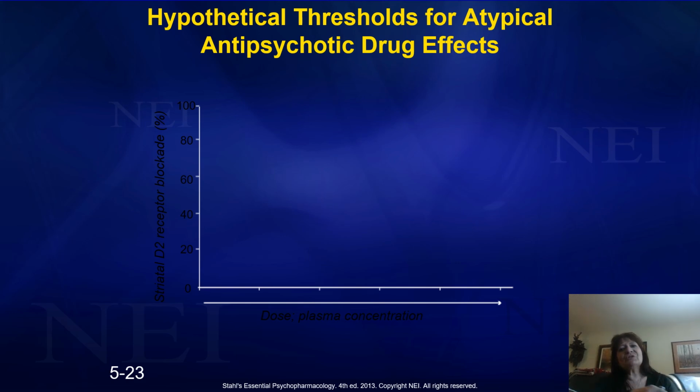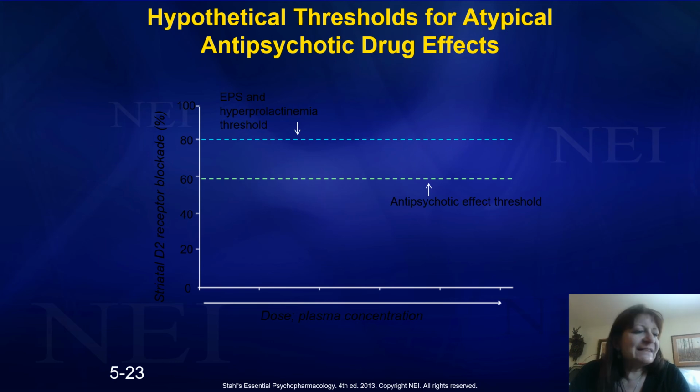So, the hypothetical threshold for atypical antipsychotic effectiveness: the D2 receptor occupancy needs to be greater than 80% in the mesolimbic pathway, but the nigrostriatal and pituitary D2 receptors are only occupied at 60%. This is due to 5-HT2A and 5-HT1A properties of the atypical antipsychotic.